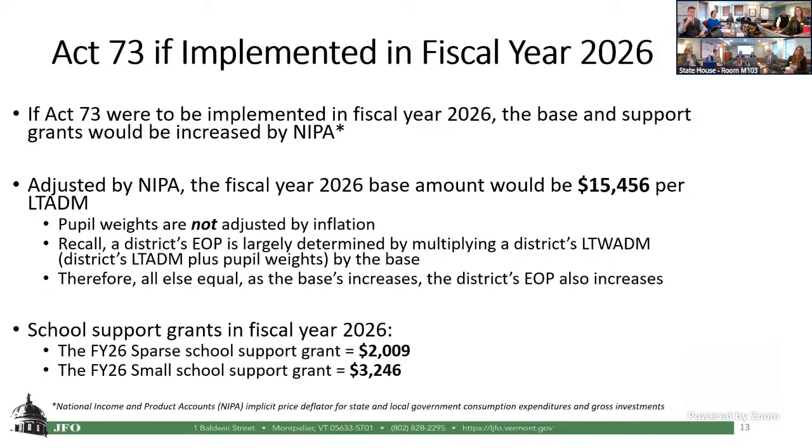Also, the school support grants are updated by NIPA for fiscal year 26. So that sparse school support grant would now be about $2,009 per eligible student. And the FY 26 small school support grant would be about $3,246 per eligible pupil.